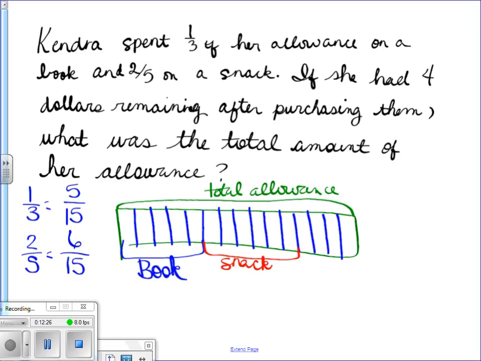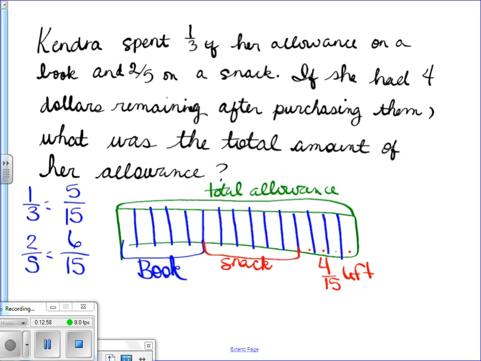All that's left is 4. Yes. If she had $4 remaining after purchasing this. So this, 1, 2, 3, 4. She had 4 out of 15 left over. This is her $4 left. 4 units left. So she had 4 units left.